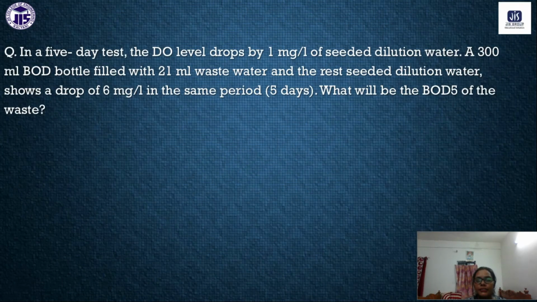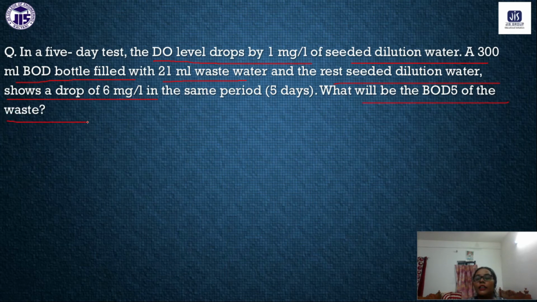Okay, next question we will see: in a 5-day test, the dissolved oxygen level drops by 1 milligram per liter in seeded dilution water. Very carefully you have to check the question. A 300 ml BOD bottle filled with 21 ml wastewater and the rest seeded dilution water shows a drop of 6 milligram per liter in the same period, that is the 5-day period. So what will be the BOD5 of the waste?